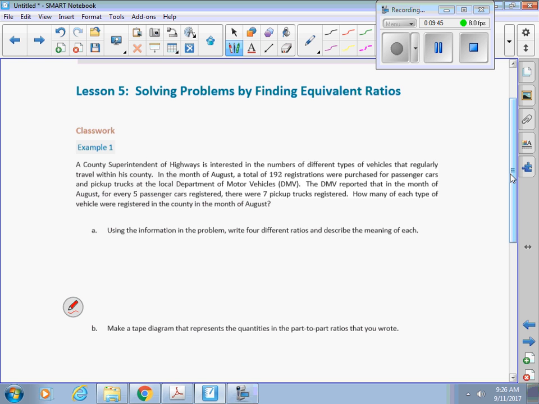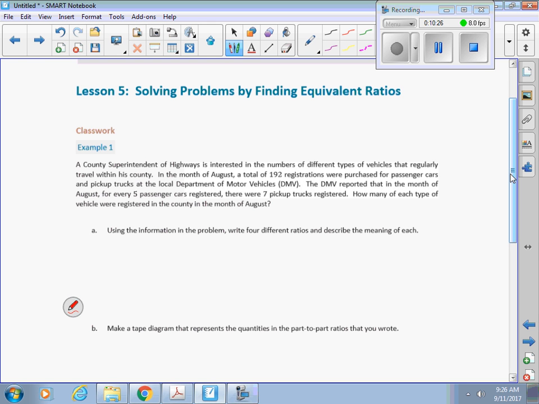Let's read our question. It says, a county superintendent of highways is interested in the numbers of different types of vehicles that regularly travel within his county. In the month of August, a total of 192 registrations were purchased for passenger cars and pickup trucks at the local Department of Motor Vehicles, the DMV. The DMV reported that in the month of August, for every five passenger cars registered, there were 7 pickup trucks registered.